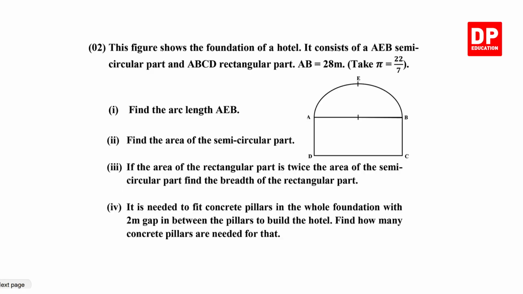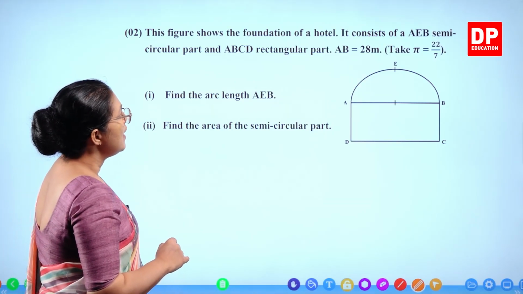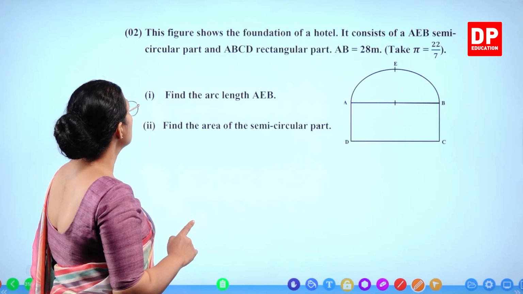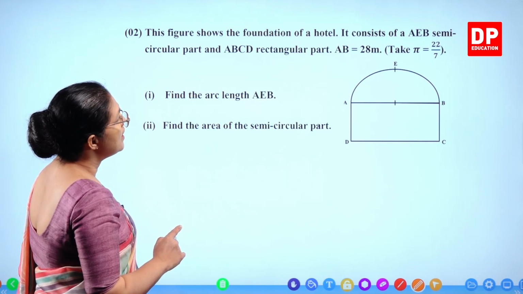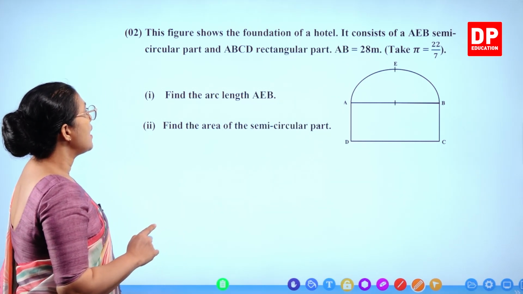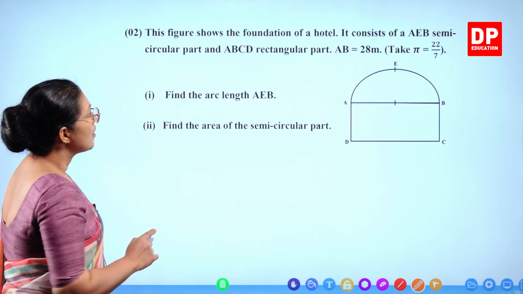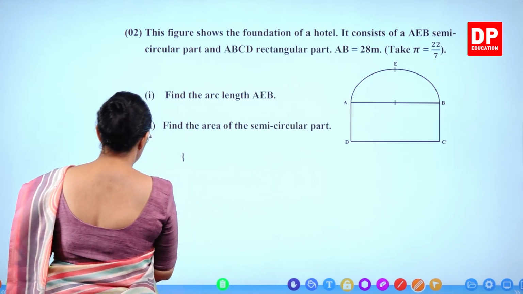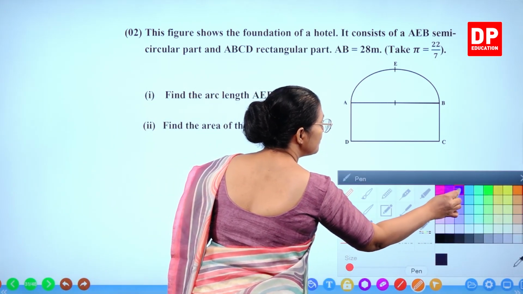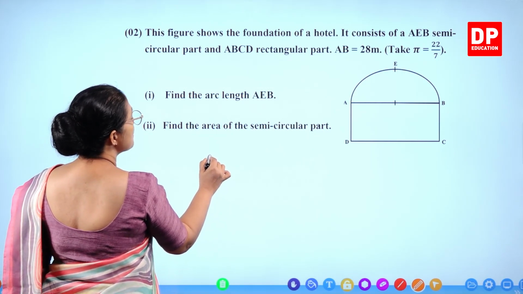Question number 2. It's about area. This figure shows the foundation of a hotel. It consists of AEB semicircular part and ABCD rectangular part. AB is 28 meters. Take pi as 22/7. Find the arc length AEB. Arc length, how do you find the arc length? AEB.